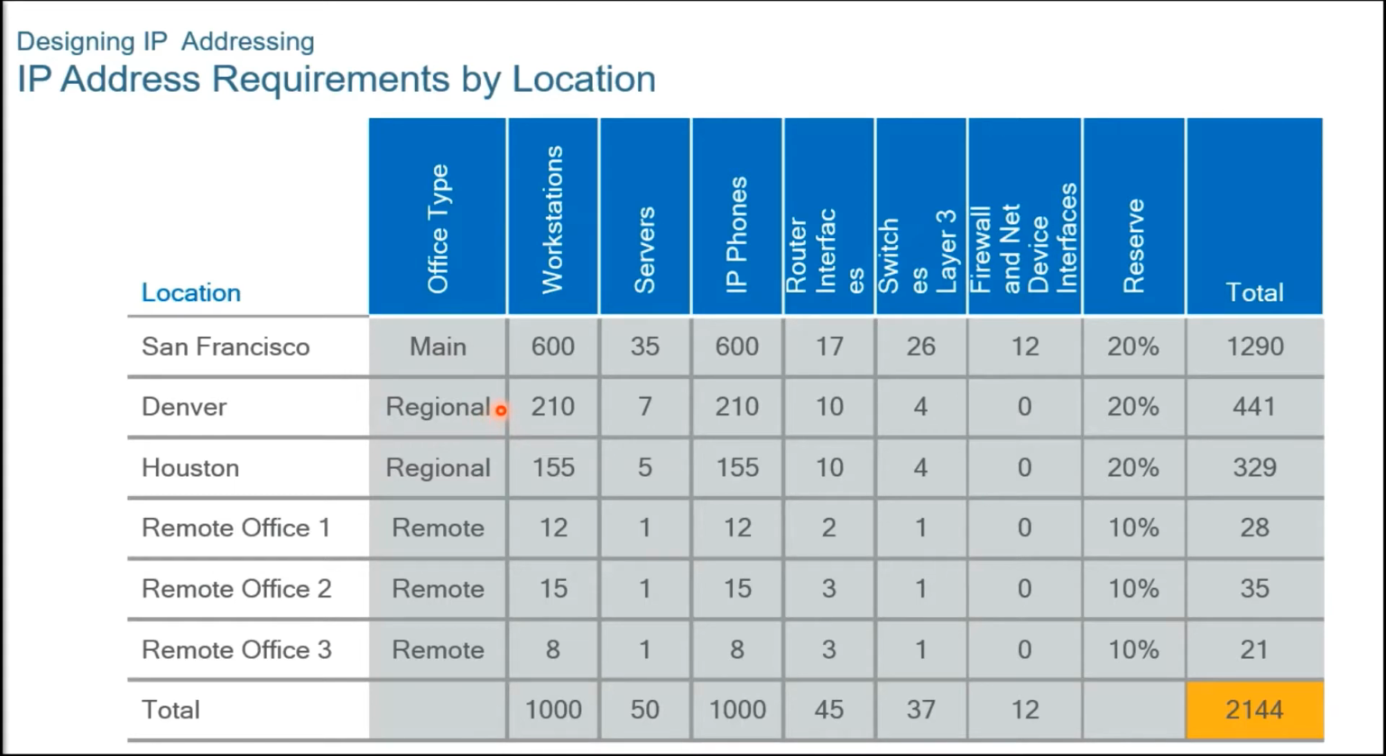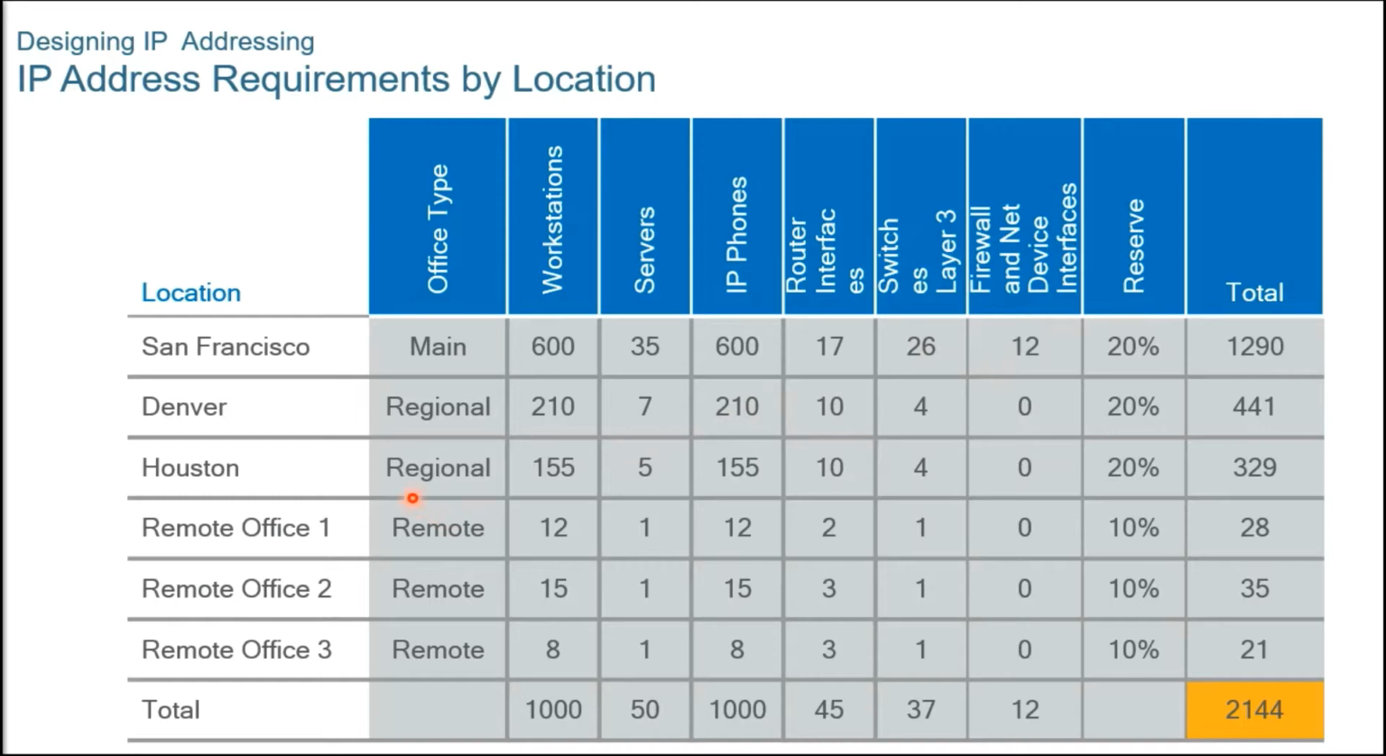To establish the overall network size in a simplistic way, the designer determines the appropriate number of workstations, servers, IP phones, router interfaces, switch management, and layer 3 interfaces. This also includes firewall interfaces or the other network devices at each location. Now, this estimate provides the minimum overall number of IP addresses that are needed for the network.